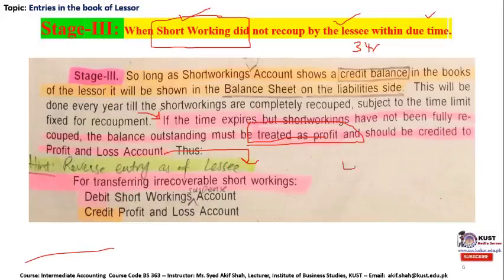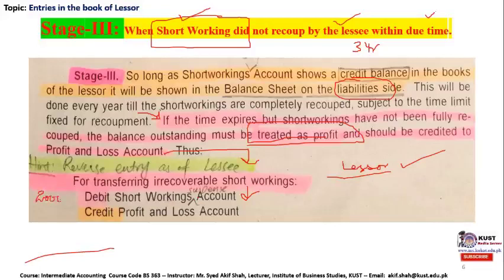However, in the lessor's book of account, as we are dealing with the lessor's entry, who is the landlord, since the time has expired, the short working account, which shows a liability or credit balance on the balance sheet of the lessor, will be reduced. So when there is a decrease in the liability, it will be recorded as debit. So the suspense short working account was 2,000.